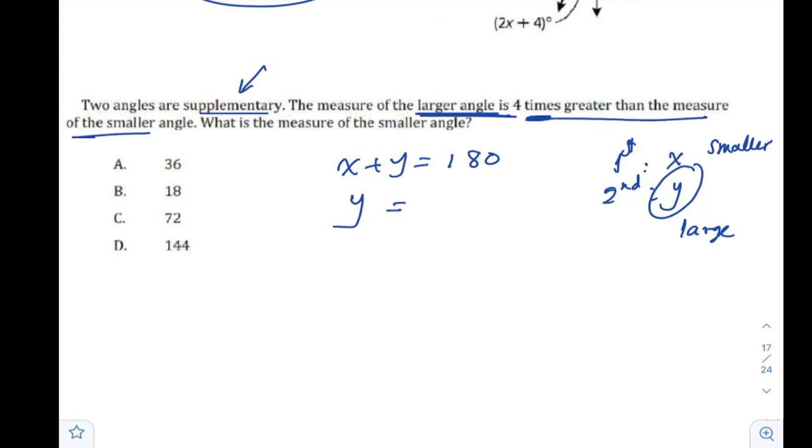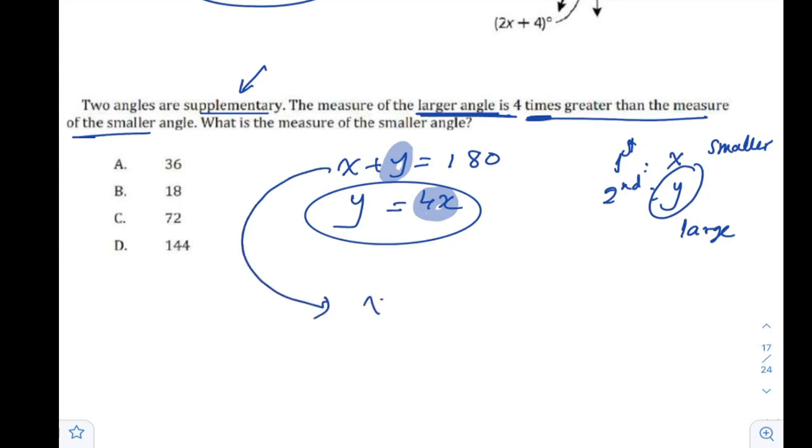So y is 4x. Now we need to solve the equation. Since y is given, the expression can be substituted here, and equation 2 gives equation 1. So I will replace: x plus 4x equals 180. We have 5x is 180. And then we divide 180 over 5, which is 36.